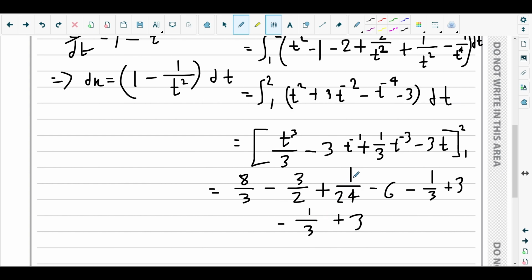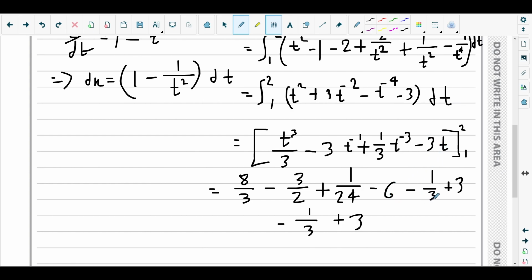Oh, it should be what? Oh, it was t inverse 4, right? Since it was t inverse 4, as you integrate, it will become positive. Okay, it's positive there. So what will we get here? Okay, so we will get 8 over 3, negative. Is this fine? Negative 6. Where did we get negative 6? Okay, negative 6 comes from here.